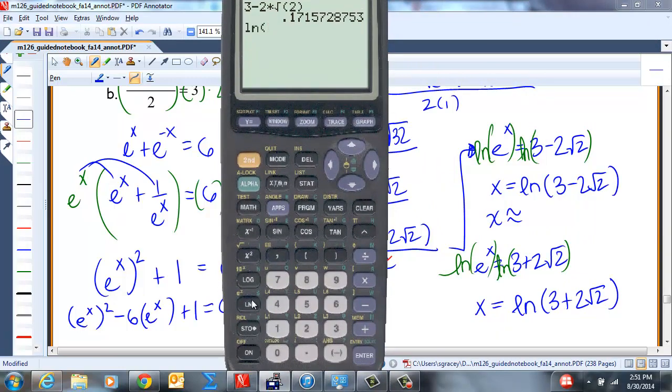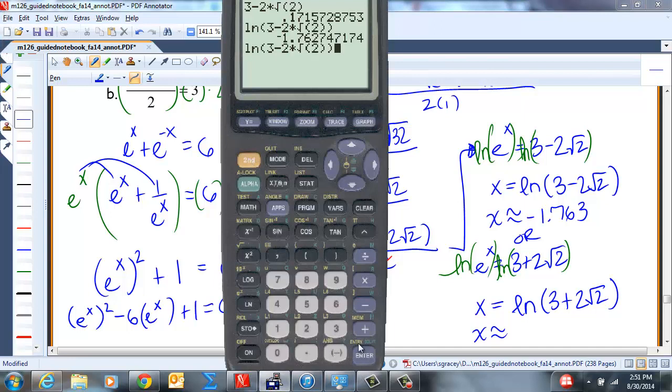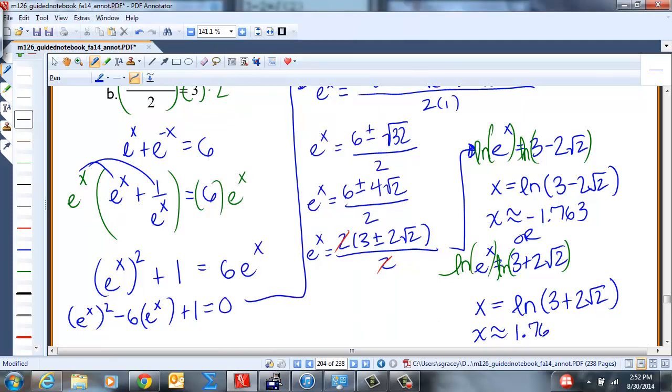so we have natural log of 3 minus 2 times the square root of 2 equals negative, I think it said 3 digits, right? So negative 1.763. And over here, we'll have, so I'm going to do second enter and then just change the sign in the middle. Or positive 1.763. Okay?